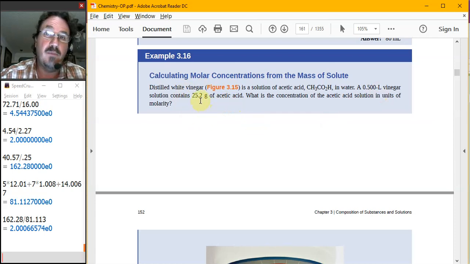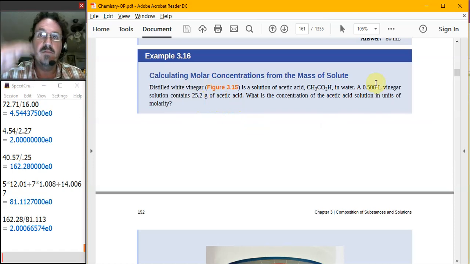Once I figure out how many moles of acetic acid there is, I can divide it by the volume, and then I'll have moles divided by volume, moles per liter, that is to say, which equals molarity, and that's exactly what they're asking me. So this is going to be two steps. Step one, convert 25.2 grams of acetic acid to moles. Step two, divide it by the volume to get the molarity. Alright, so let's go try this.